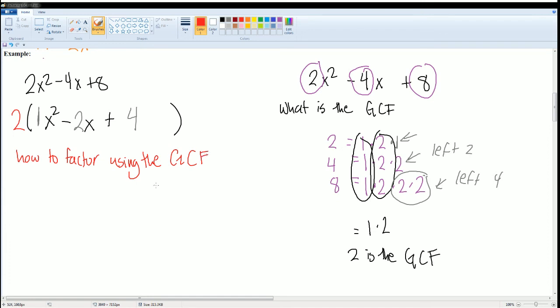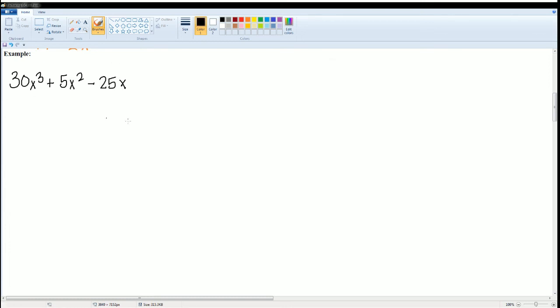Good. That's it. Let's do one more example. So you have this number. Let's figure out what numbers we are going to find the greatest common factor of. So find the GCF. Take a look. You have the number 30, the number 5, and the number 25. So let's just write that out. 30, 5, and 25. Break it up.